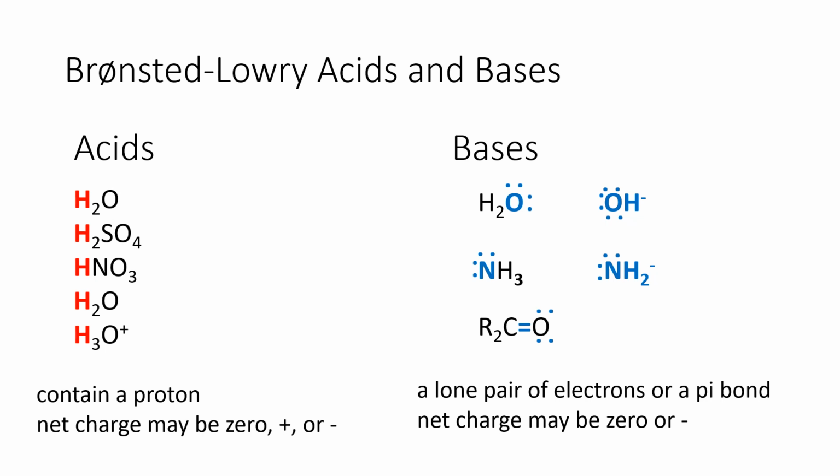Here are some examples of Bronsted-Lowry acids and bases. All Bronsted-Lowry acids contain a proton, seen here in red, and the net charge may be 0, positive, or negative. All Bronsted-Lowry bases contain a lone pair of electrons or a pi bond. The net charge may be 0 or negative.